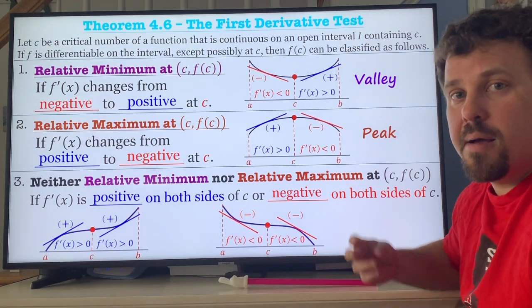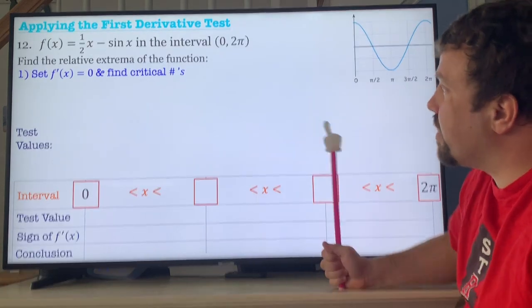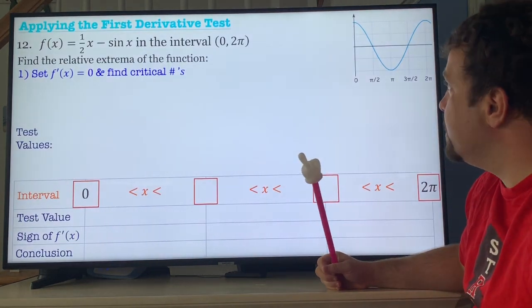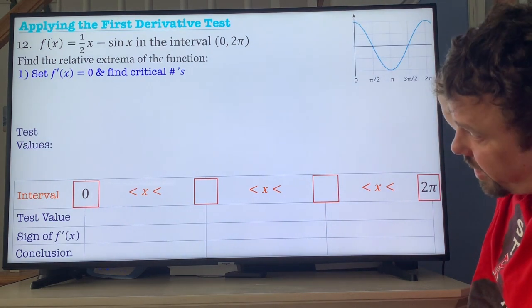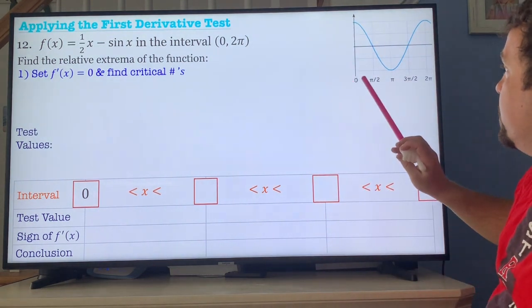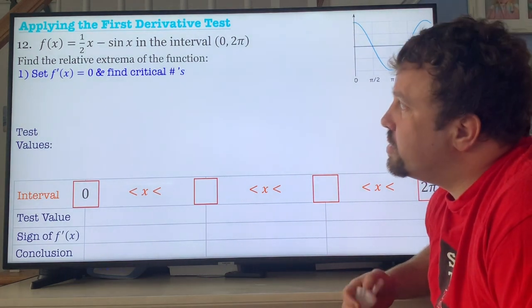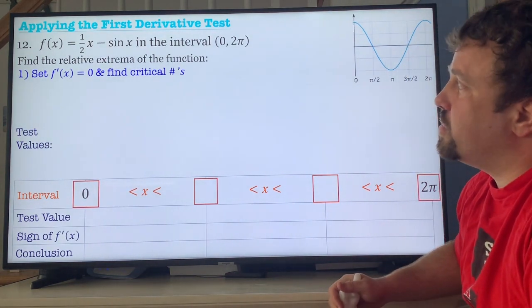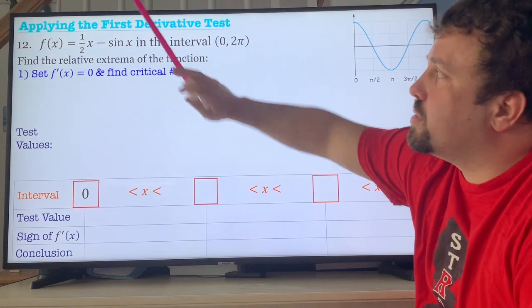Got it? Now, let's apply it with problem number 12. f of x equals 1/2 x minus sine x on the interval from 0 to 2 pi. So we're going to find the relative extrema of the function. So the first thing I want you guys to do is take the derivative of this equation right here.